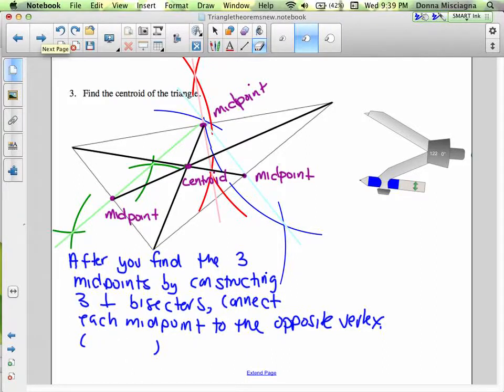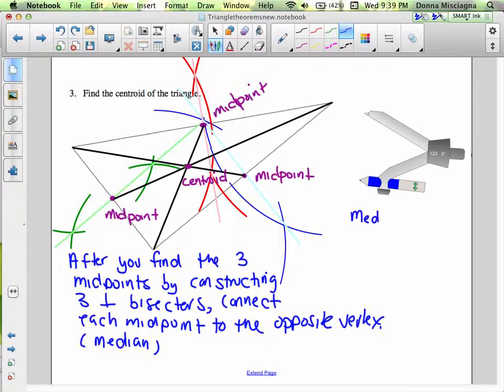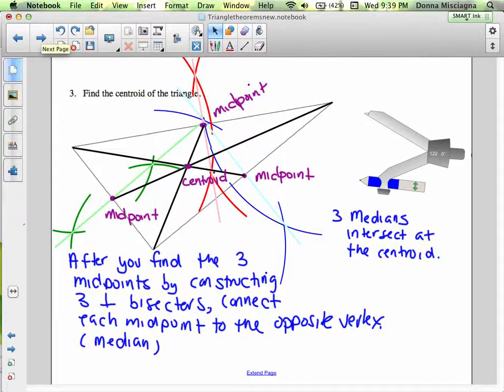All right, so the segment that connects midpoint to opposite vertex, that's a median. And my next thought was, the medians, and there's 3 of them, intersect at the centroid. So wherever the 3 medians intersect, that's the centroid. So right there's the centroid. And all I did was use a line tool, and connect from midpoint to vertex, midpoint to vertex, midpoint to vertex. And where those 3 medians intersected, that's the centroid.